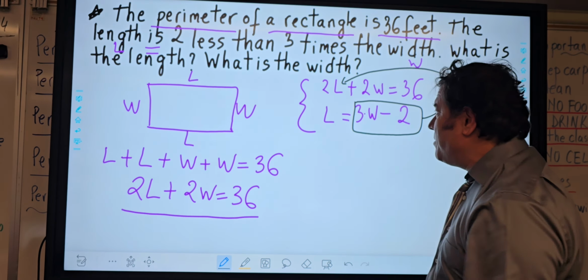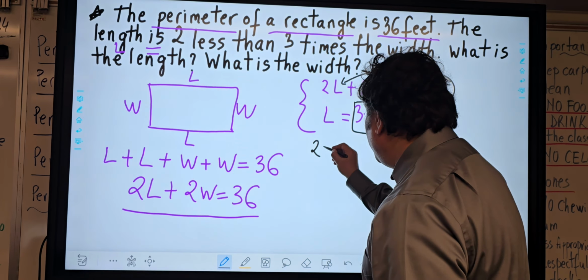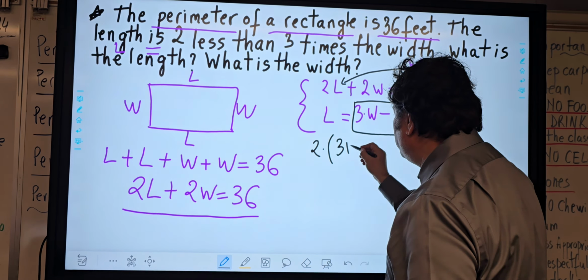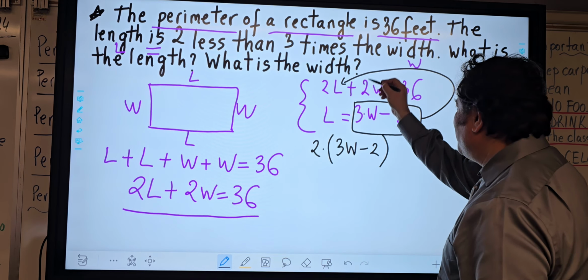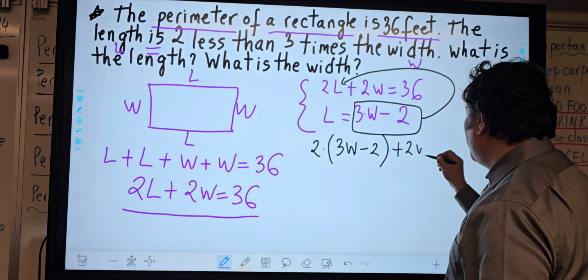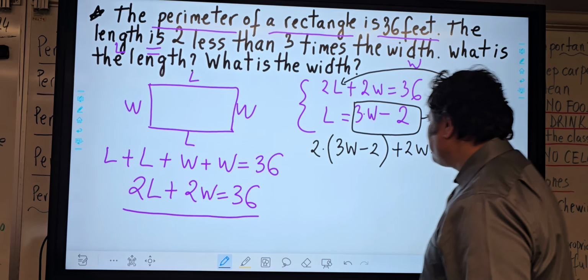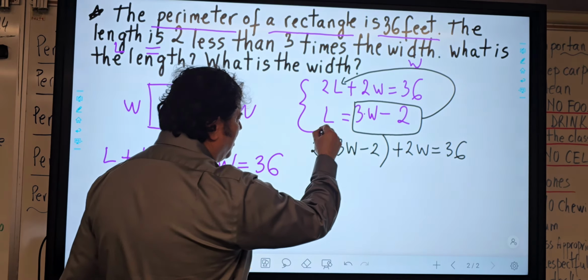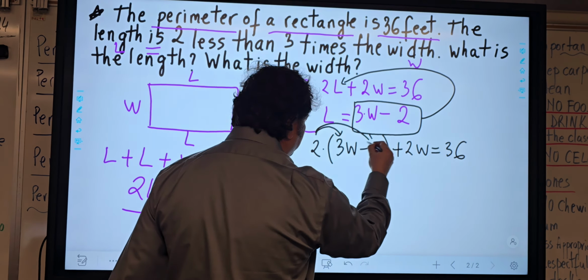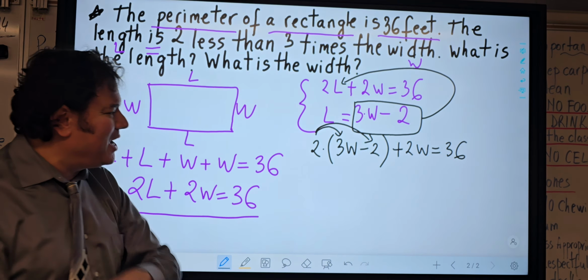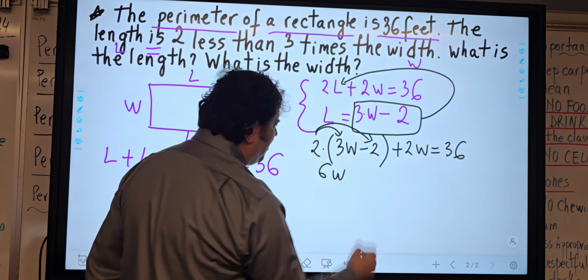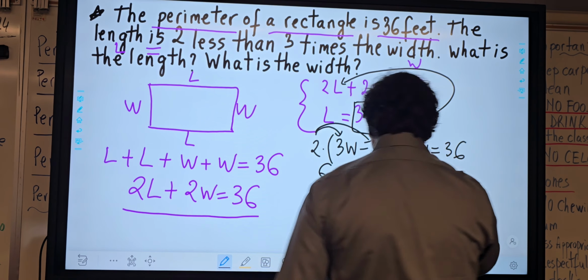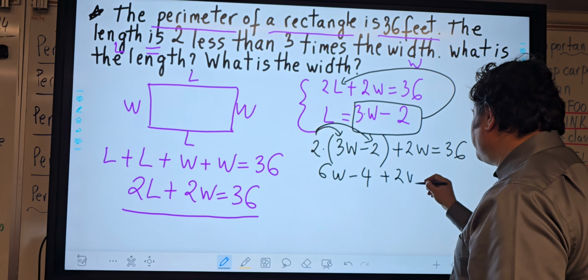Okay, so let's solve the top equation. So we have 2, instead of L, we are going to put the substitute teacher, which is the box, 3W minus 2. Now let's continue. Plus 2W equals 36. And now let's use the distributive property. We have 2 times 3 becomes 6W. 2 times negative 2 becomes negative 4. Plus 2W equals 36.